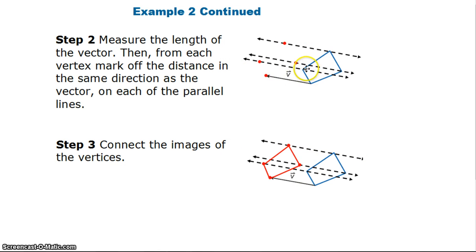So they've drawn a point out on each of these parallel lines, the same distance as you find in this vector along each of these from the vertex, right? And then we connect the points of the images, right? And you have, boom, a translated, in this case, quadrilateral.